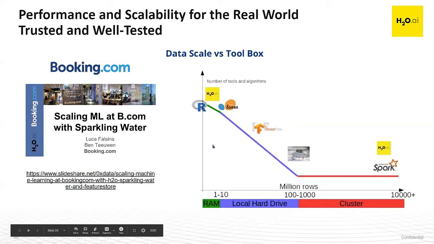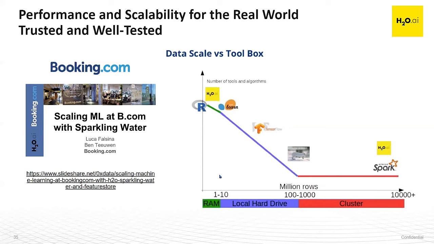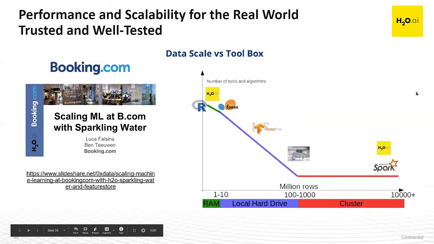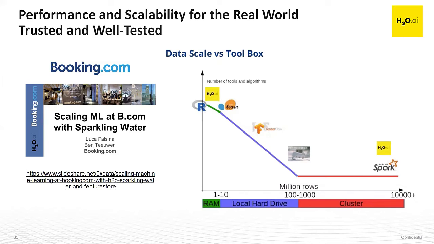So this is some of the findings they have. When you have small data sets, for example, less than 10 million samples, you can use open source tools like R, Python, scikit-learn, H2O on local machines. You can use that, and you don't have to use any cluster. You don't have to use any Hadoop or Spark technology to scale it up. But the picture changes when you have more and more data. Like Booking.com, they have billions of data.